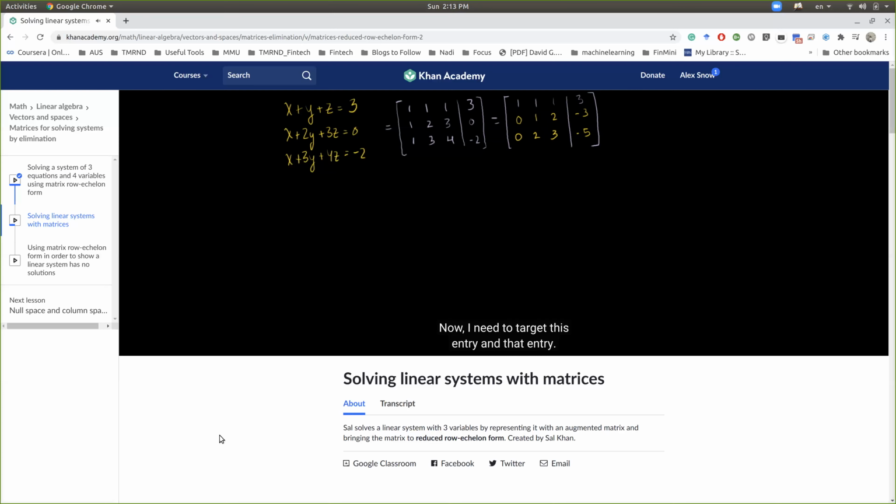Now I need to target this entry and that entry. I need to zero them out. So let's do it. I'm going to keep my second row the same. My second row is 0, 1, 2, and then I have a minus 3, the augmented part of it. And to zero this guy out, I can replace the first row with the first row minus the second row. So I get 1 minus 0 is 1.